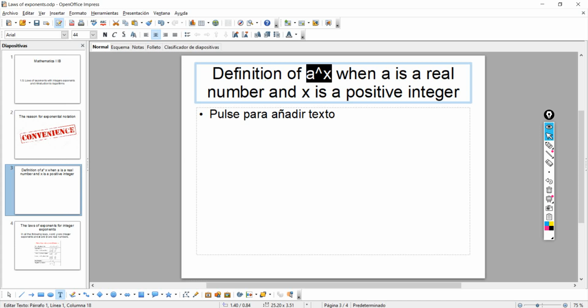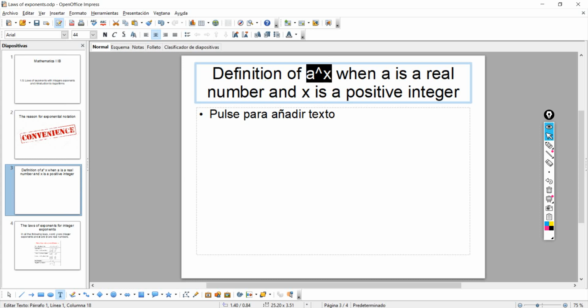We can say a raised to the x, or a to the x, or a elevated to the power of x. You see, there are many ways you can pronounce this symbol. The easiest, I think, is a to the x. It's the shortest, the most convenient one.